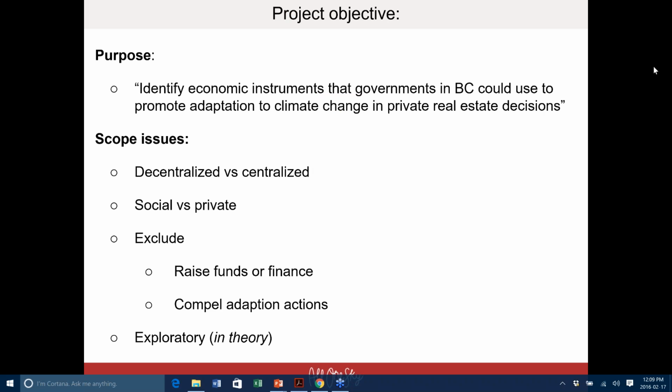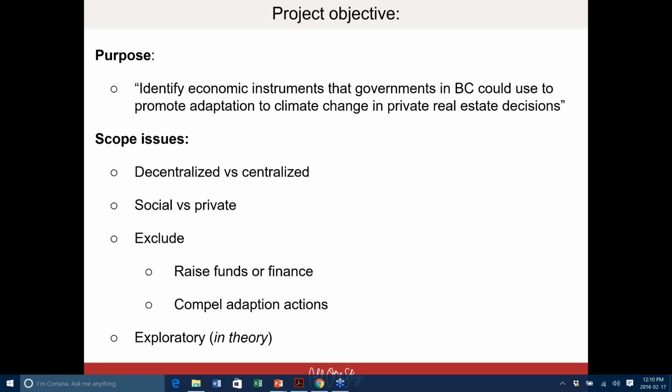But before we go a little further, I think it's worth touching on a few scope issues. The remit was to focus on decentralized decisions, that is, decisions that private actors would take, and not to consider more centralized choices like public investment in engineered flood defense structures. It's more about what the individual homeowner or property manager does in response to climate change.